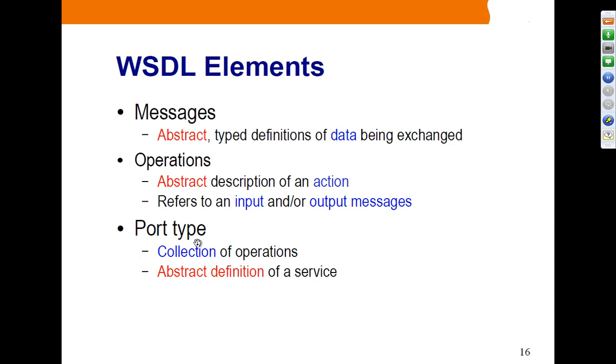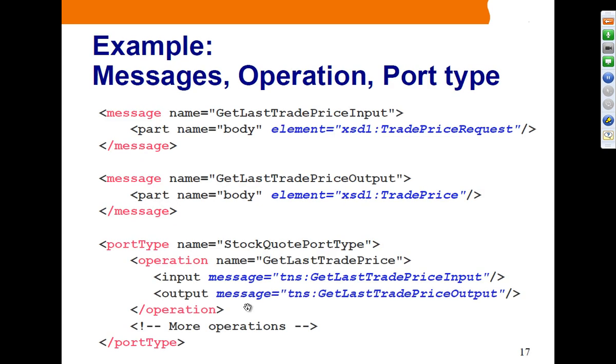So you can think of port type as an abstract definition of a service. The reason we call it an abstract definition of a service is because it doesn't say anything about what communication protocol you are going to use and what encoding scheme you are going to use. Okay, so let's see examples of this.